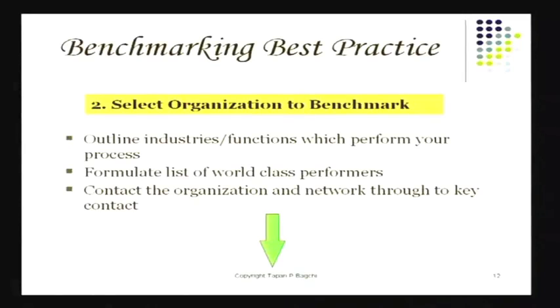Outline the industries or functions that perform your process. You've got to have a comparable process, at least something that is similar to what you're doing. Perhaps you could even formulate a list of world-class performance. Like today, for example, I'll give you an example. The Japanese auto production methods are thought to be, these days, nearly the best in the world. So what are the rest of the countries doing?